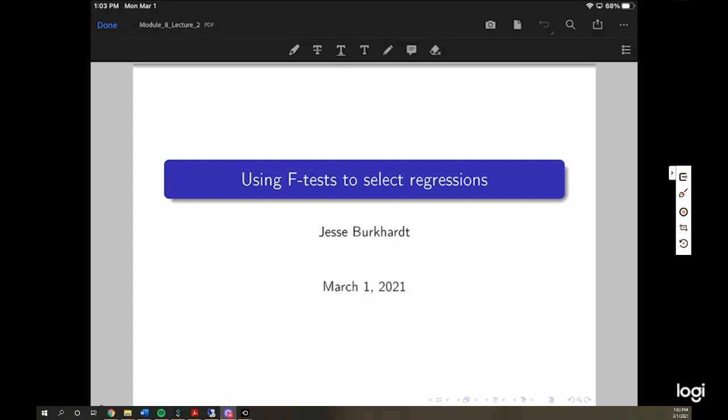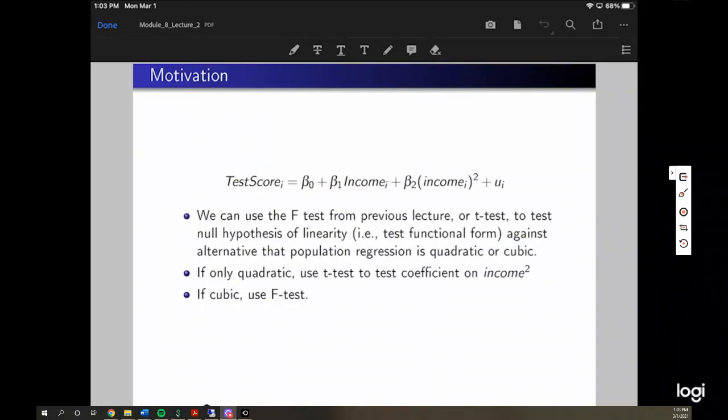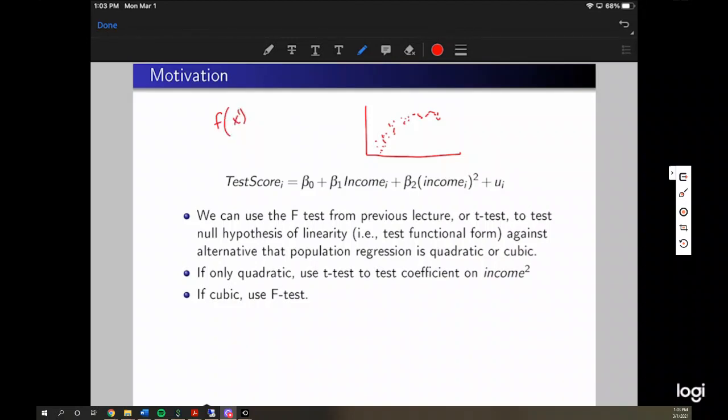Okay, this is a quick introduction, kind of motivation for using the F-test to select regressions. What we're trying to do here is we have some data. Remember from the previous lecture we had income and test scores, and that data looks something like that if we plotted it. And so we want to test different functional forms. Remember we were talking about the f of x's. We want to figure out what's the best functional form for our data.